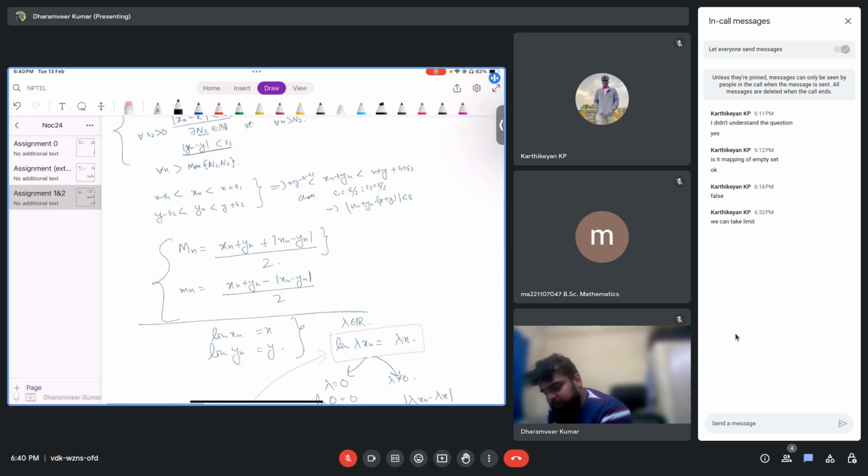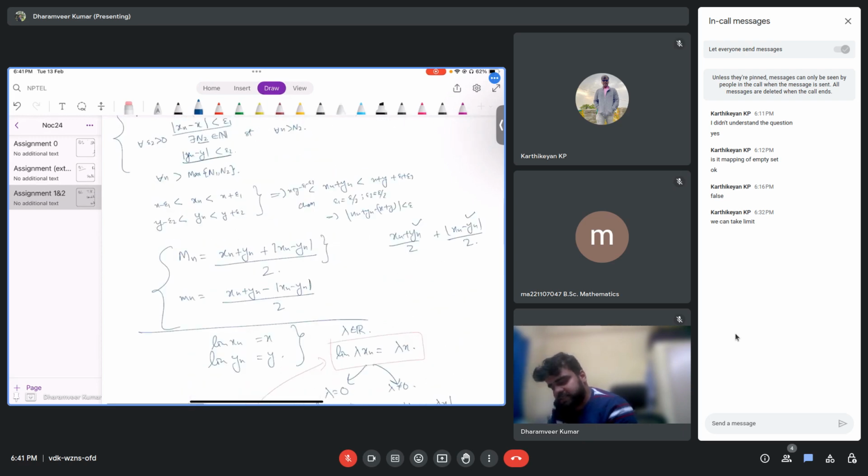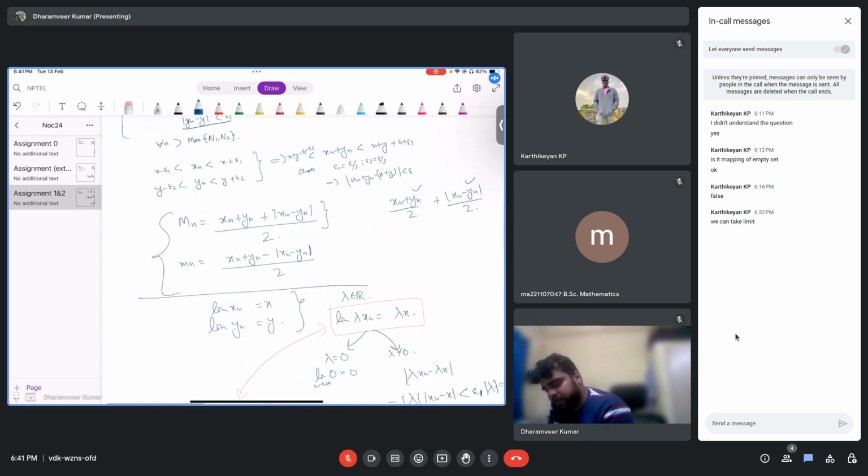And now you can take the limit. First you need to show that the limit of these both exists. You can write it as (xn plus yn)/2 plus mod (xn minus yn)/2. So does the limit of this exist? Using this, does the limit of this exist? First use this: the limit of the top exists, then use the lambda thing. Both limits exist. Now you can take the limit.